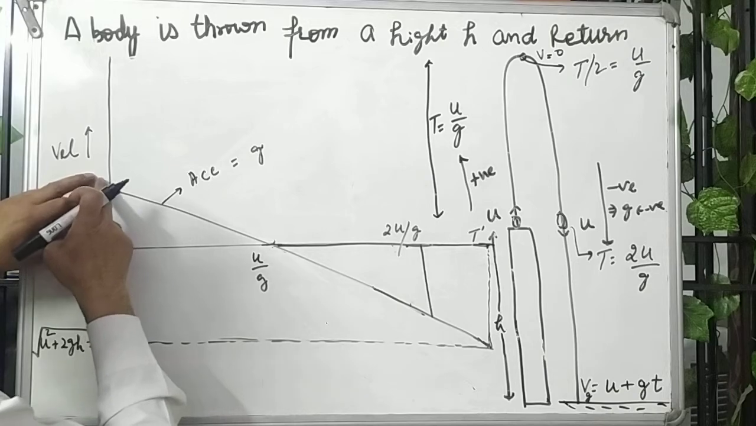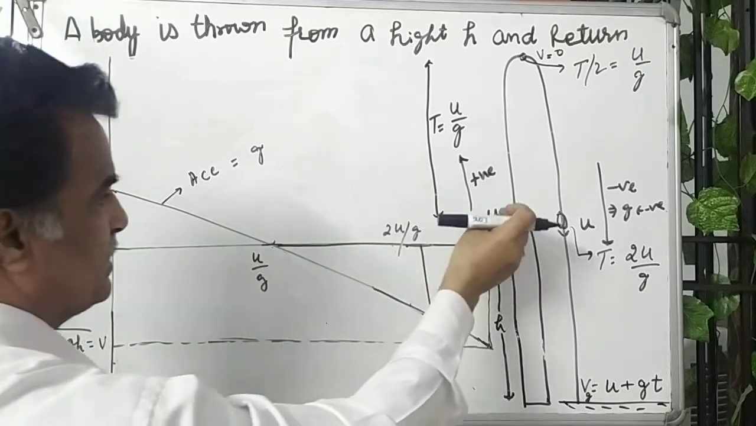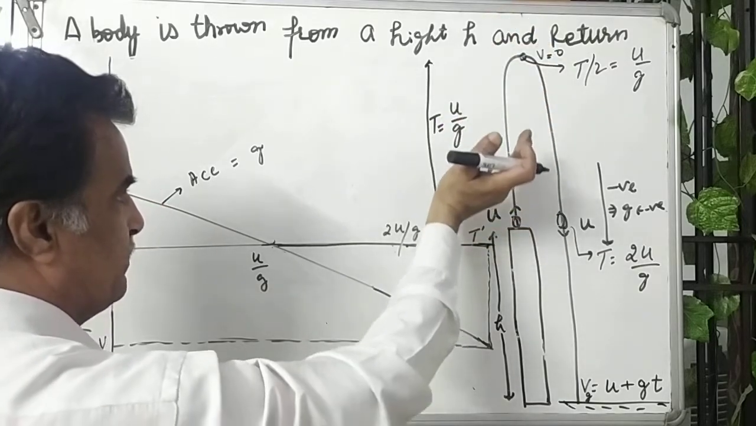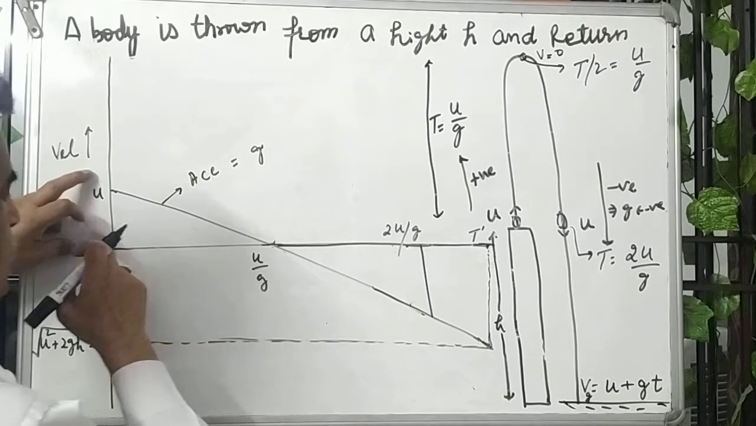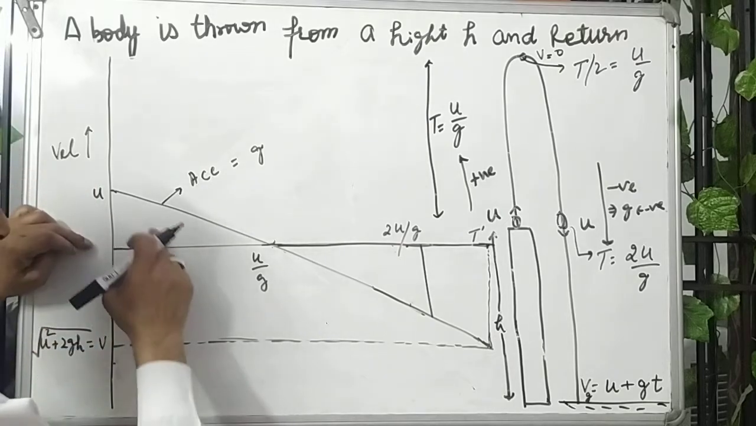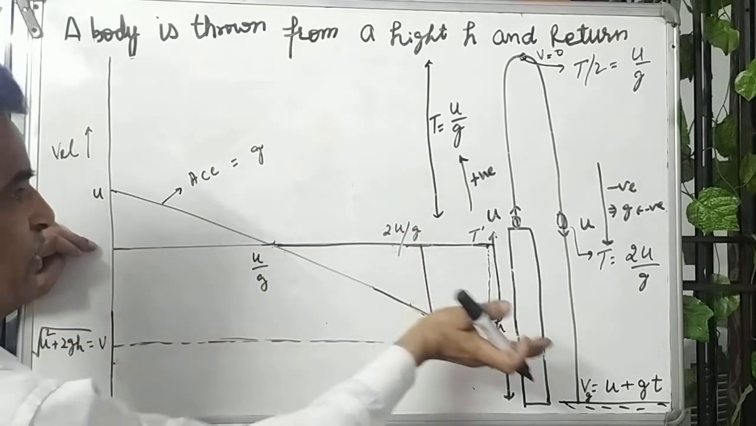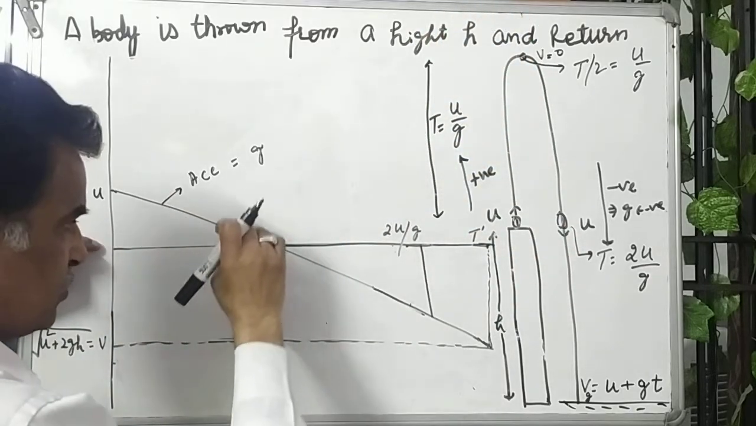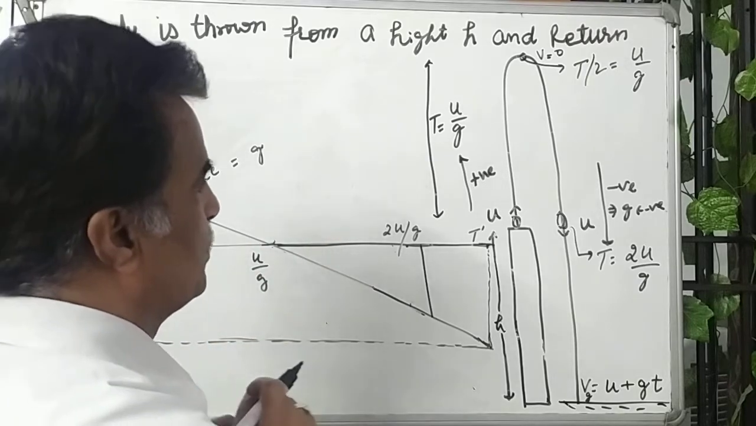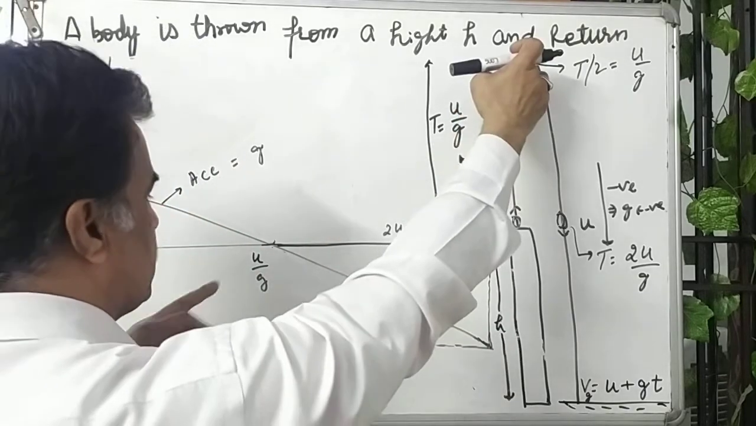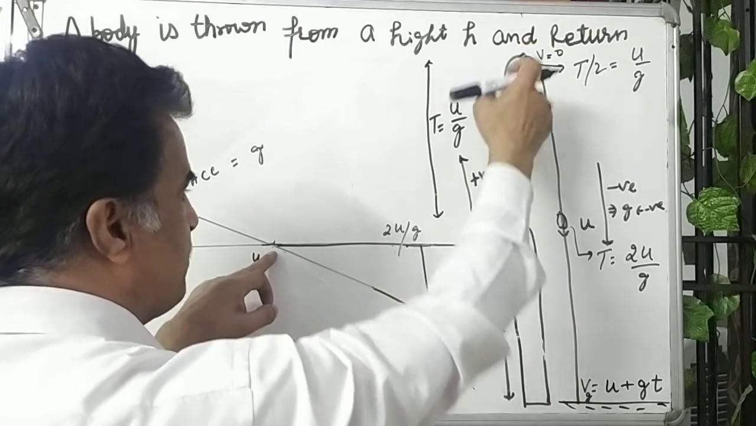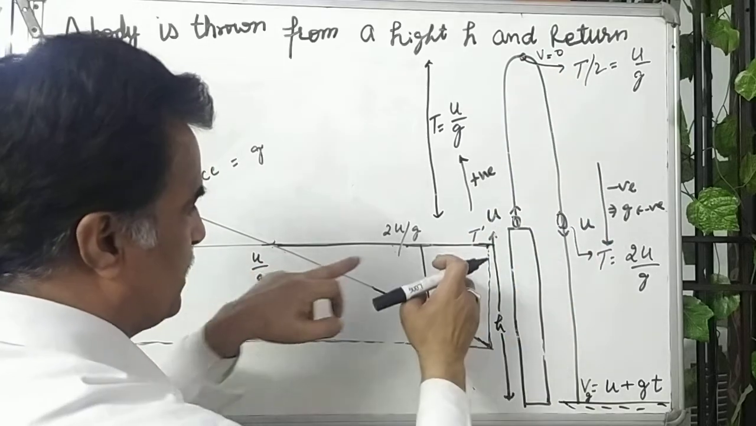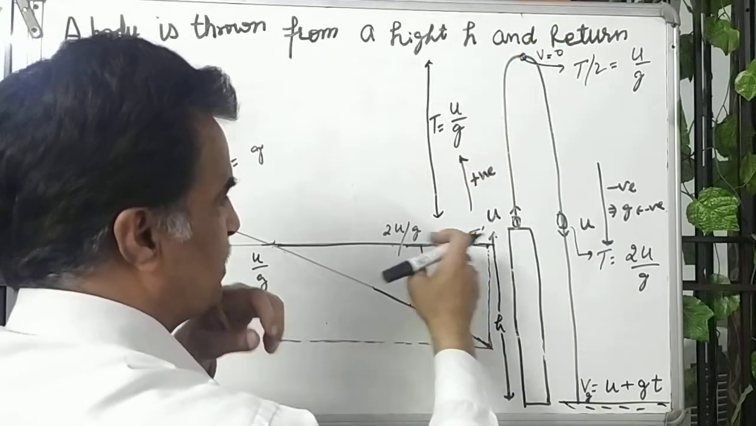So the measured velocity is reducing, it is slowing down, but the velocity direction is positive. Upward direction you have taken positive, but the speed is coming down. Next, it reaches over here, velocity is 0, and the time from this to this is u upon g, and further it is coming back. The total time is twice u upon g.